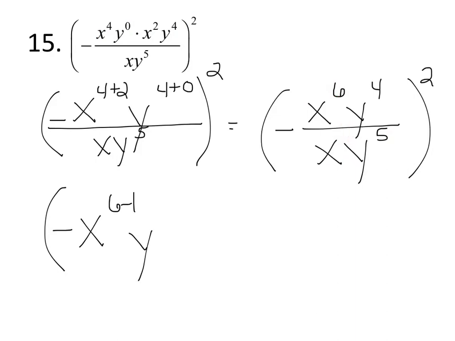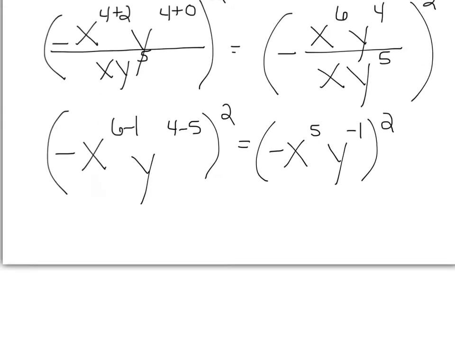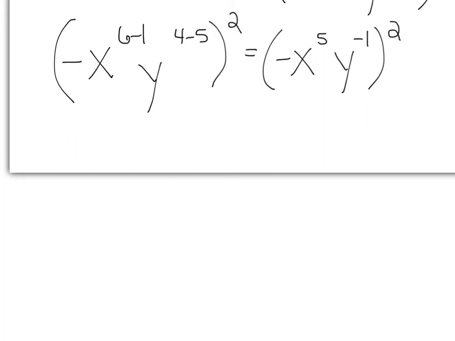And then y, we're going to do 4 minus 5. And this is still all raised to the 2nd power. So I've got negative x to the 5th power, y to the negative 1 power, all raised to the 2nd power. So now you can go ahead and split them up and give this 2 to all of the pieces.